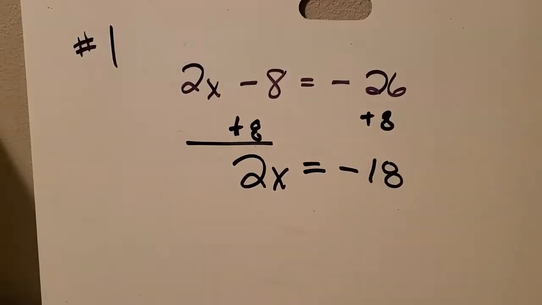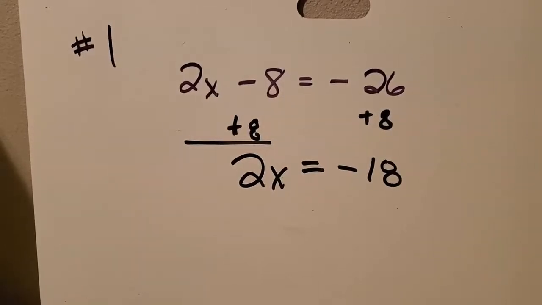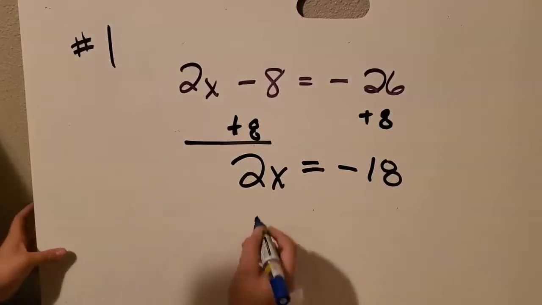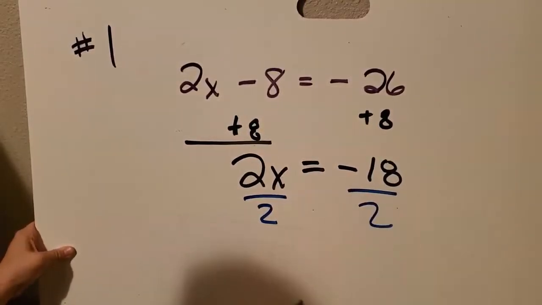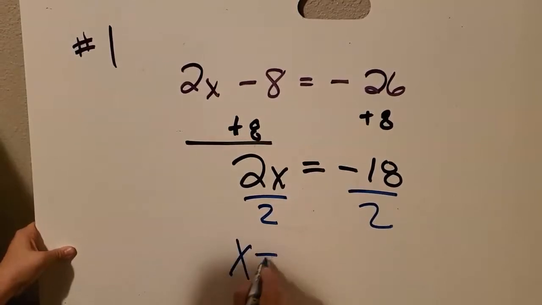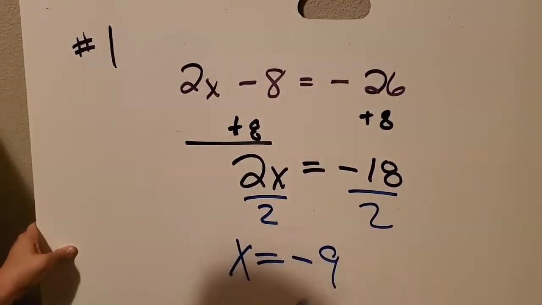Now I have 2 times x equals negative 18. And I want to get x alone, so I am going to divide both sides by 2, so I can get an equation that is x equals. So divide this side by 2, and this side by 2, and that gives you x equals negative 9.